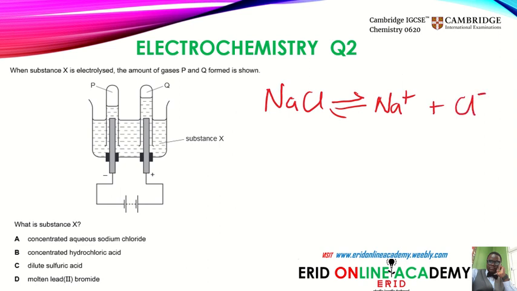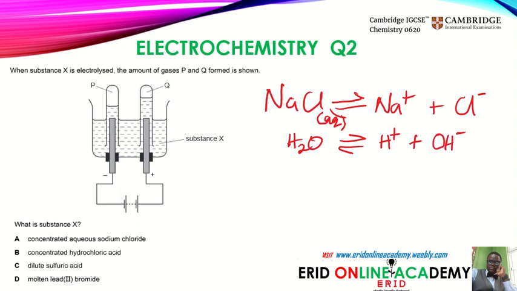Don't forget your state symbol, they are aqueous. Okay, now because it is an aqueous solution, that tells us that water is also present, and of course water will dissociate into its ions too. Water will dissociate into hydrogen ion and your hydroxide ion.